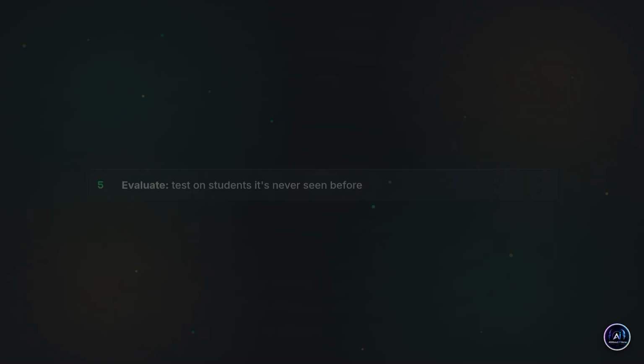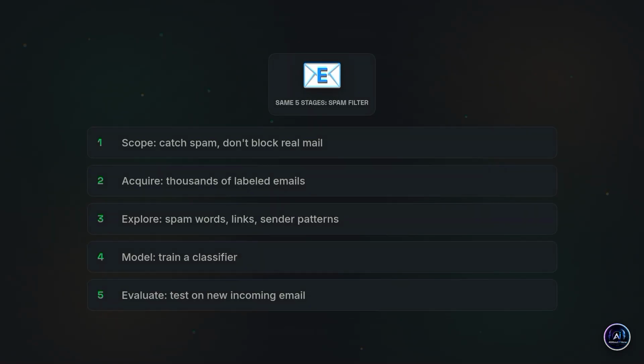One more, quickly, to show this isn't just about numbers like prices and grades. A spam filter follows the exact same 5 stages. Scope. Catch unwanted email without blocking real messages. Acquire. Thousands of emails already labeled spam or not spam. Explore. Notice spam often has certain words, links, or sender patterns. Model. Train a classifier on those patterns. Evaluate. Test it on new incoming email it's never seen, and check how often it gets it right.